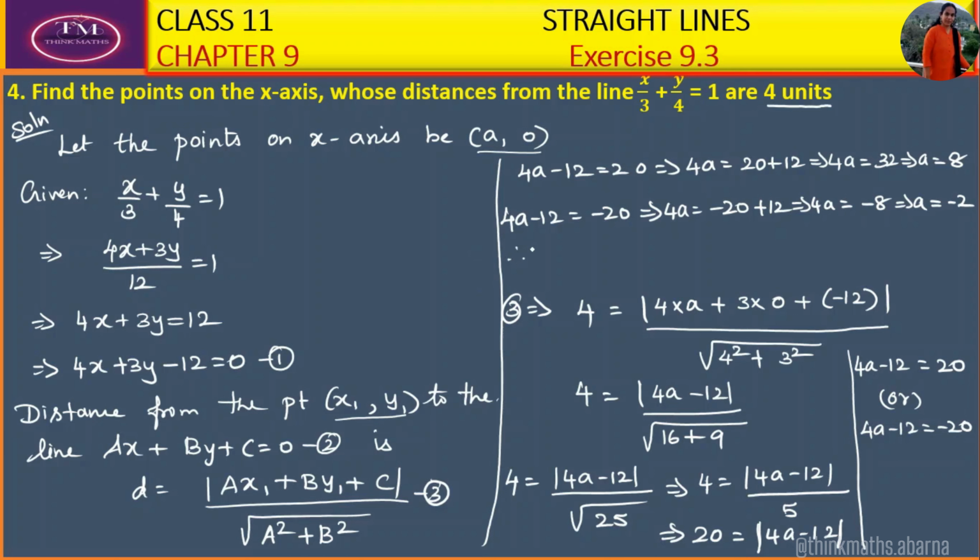So therefore, points on the x-axis are (8, 0) and (minus 2, 0). So this is the solution for this problem. Clear? Do you understand? Okay. So shall we move on to the fifth question?